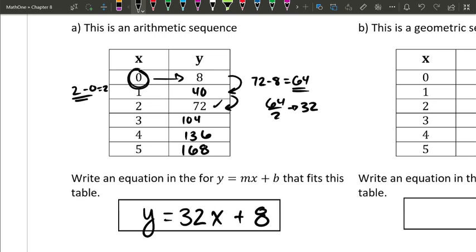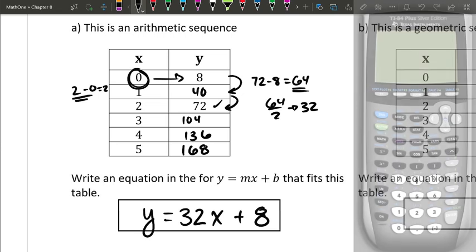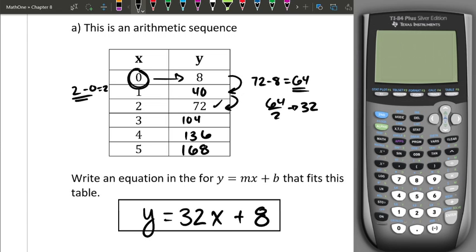Something we can see on our calculators too, and I probably don't talk about this enough, is on this calculator, if I was to turn it on and clear this and look at y equals, I have the ability to type an equation here. So I can type in 32, then this button will give me my variable x, so 32x, and then plus the number 8. Enter. Now that I've got this equation typed, if I want to see this as a table, right here in blue it says table. If I hit second table, it will show me that.